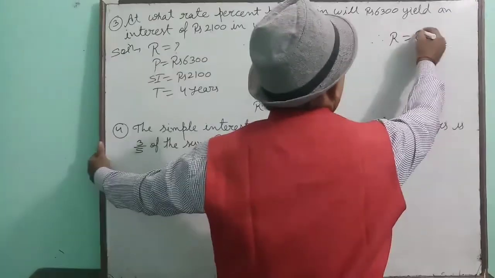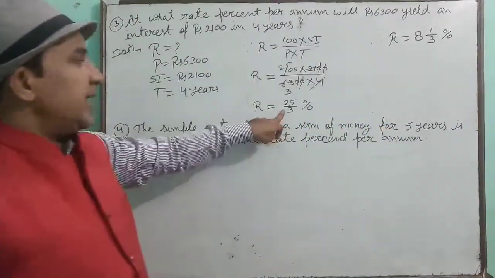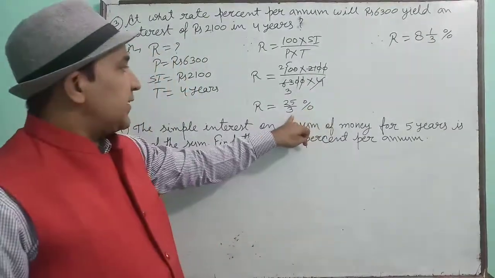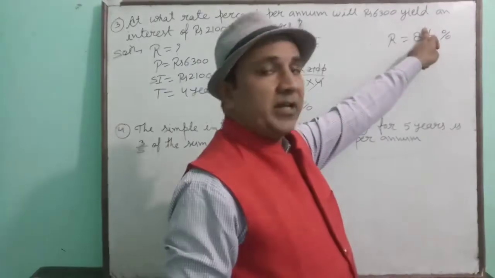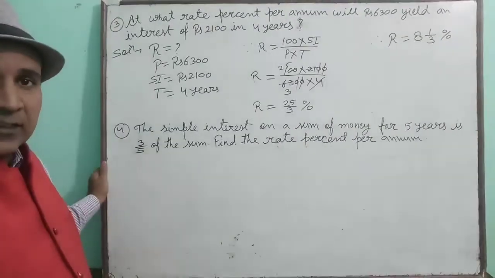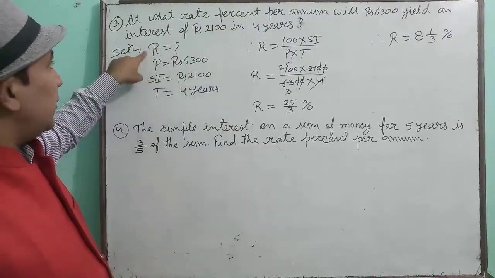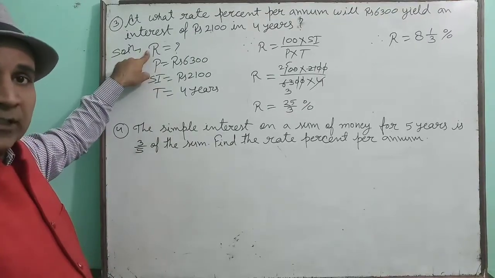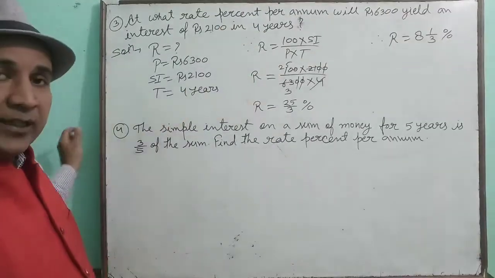That means 8 into, convert your improper fraction into mixed fraction. Okay, 3 divides 25, then 8 will be the whole number, 1 is the remainder. So rate is 8 into 1 by 3%. Again see, by reading the question, all given points we have noted. What we have to find, that we are noting here. After that we are applying the formula and then we are calculating.